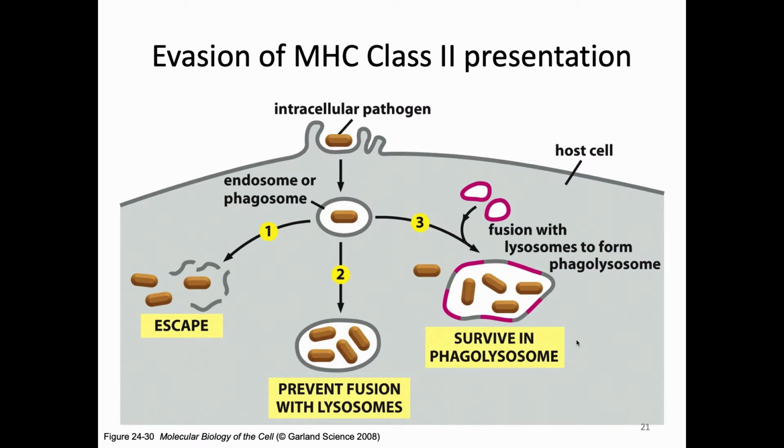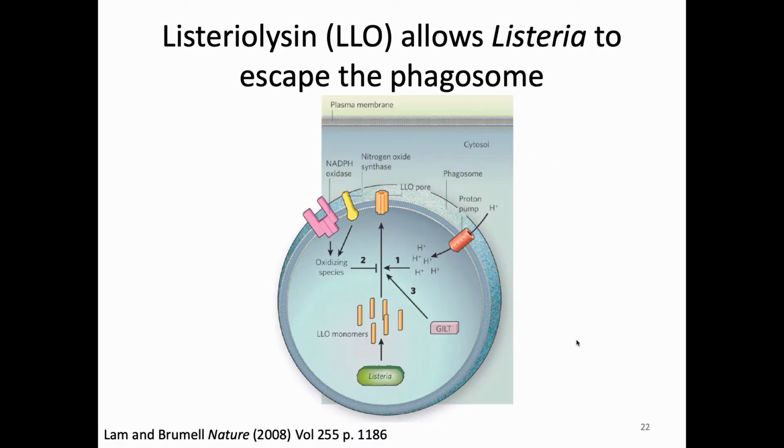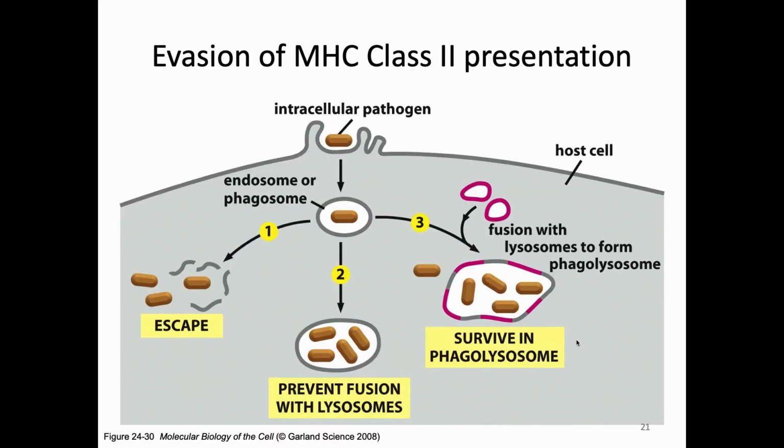This is pretty famously done by a bacteria called Listeria, Listeria monocytogenes. It causes a lot of GI symptoms. It can be in dairy products. It can be in all sorts of products. Listeria monocytogenes, when it is in a phagosome, so here's Listeria, here's the phagosome, makes a protein called LLO, or Listeriolysin. Listeriolysin makes a pore and allows Listeria to just break out of the phagosome. So it's basically making a pore and then escaping into the cell.